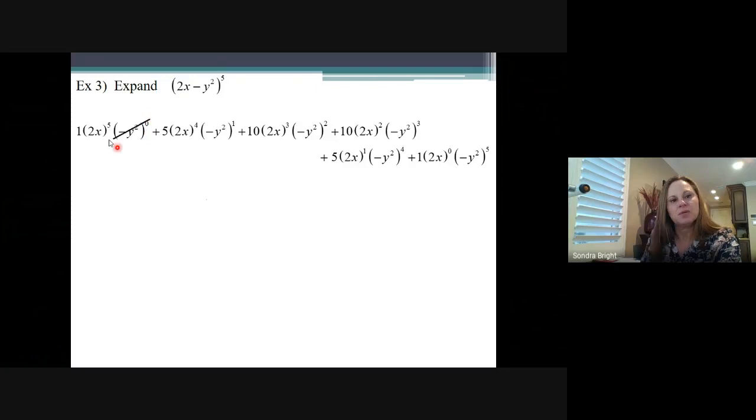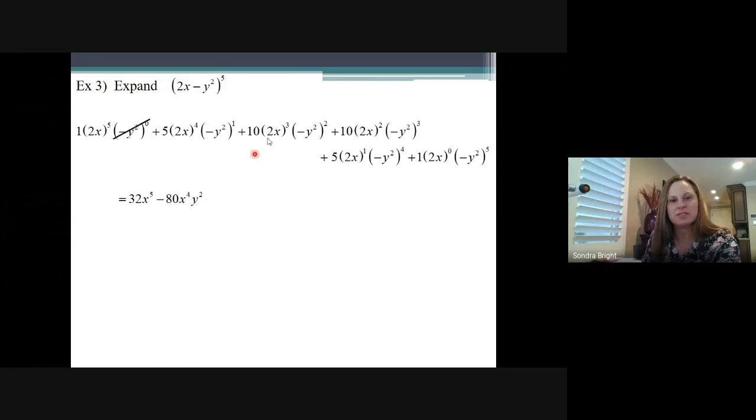2x to the 5th would be 32x to the 5th. Here, I'll have a minus sign here to the power of 1. We'll keep that minus sign, so it'll change signs. It'll be a minus, it'll be y squared. 2 to the 4th is 16, and then 16 times 5 will give you 80. So we got minus 80 x to the 4th, y squared.